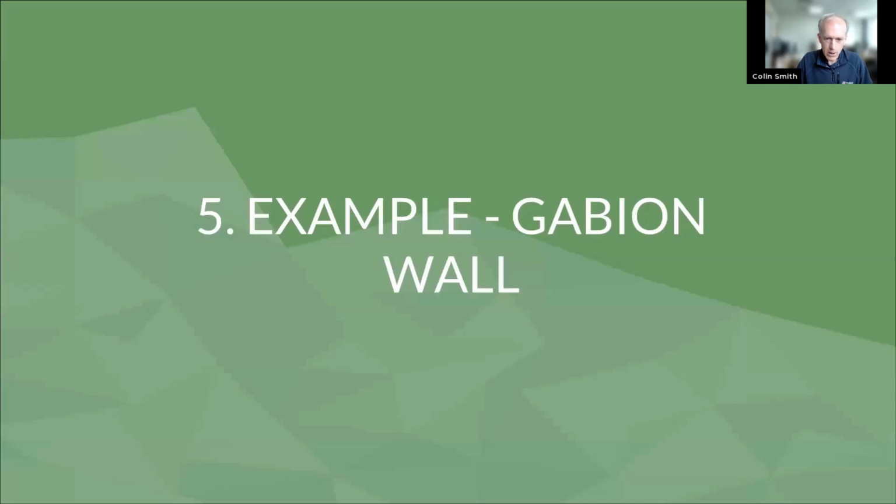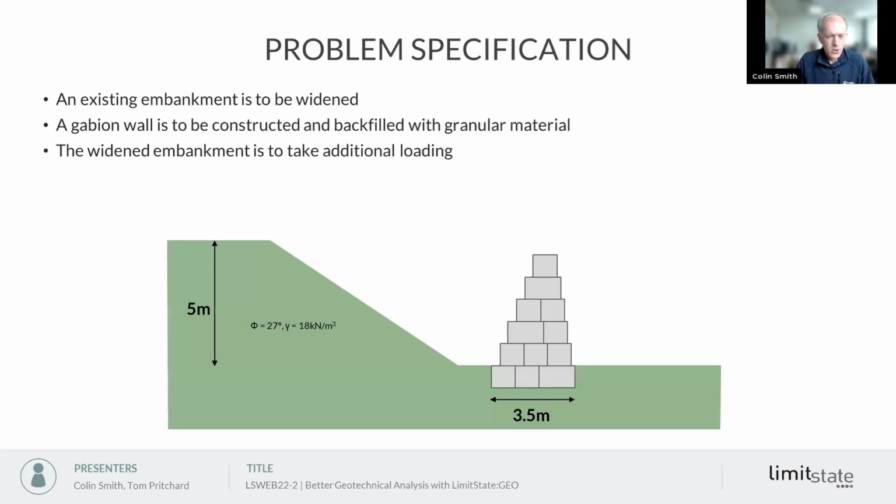So we're now going to use the software. We'll look at an example of a Gabion wall. So here we have an existing embankment that is to be widened. We're going to use a Gabion wall to help widen that. We're going to backfill that with granular material. And the widened embankment is to take additional loading. So what we want to do is assess the stability of this particular design, and then do a little bit of what-if type questions, just so we get a better feel for what's controlling the design itself.